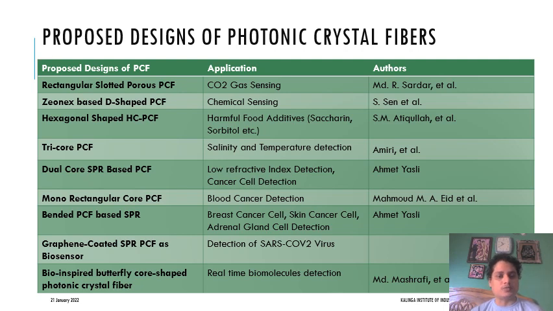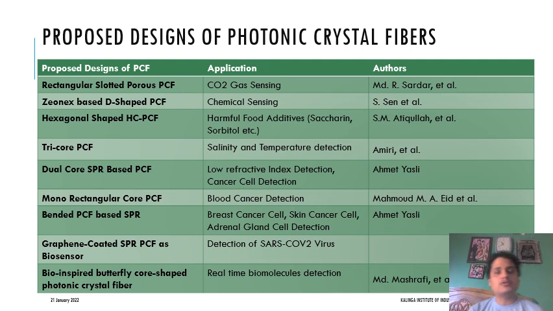It will be useful. Now the graphene coated SPR PCF is used for detection of the SARS-CoV-2 virus. Two researchers from China started working on this type of photonic crystal fiber using the concept of surface plasmon resonance, and they did the coating of graphene and tried to use it to detect the SARS-CoV-2 virus easily.